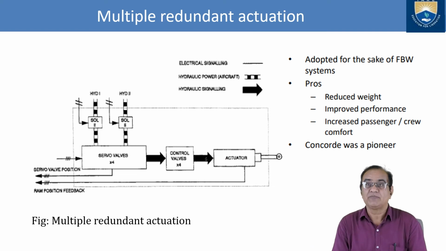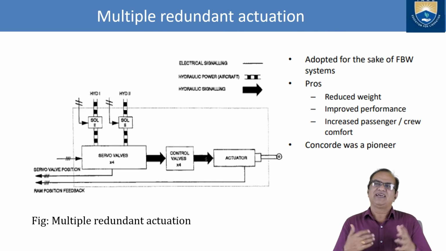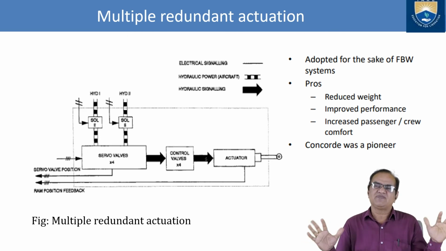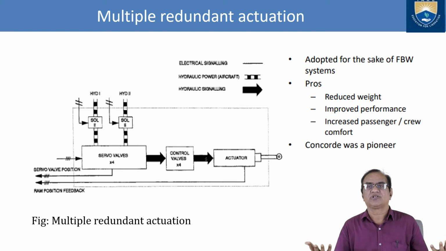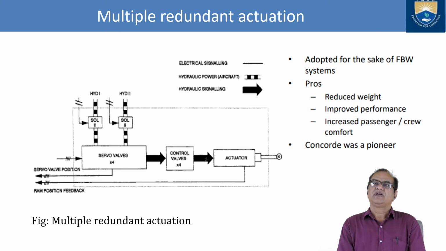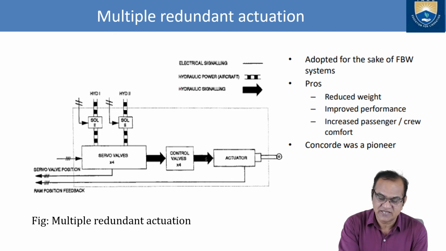Now we can see multiple redundant actuation. Till now I have explained two types of system, both of which are single redundant. It means if it fails, it will not work. But with multiple, if one fails, another has to work. So it is double, triple or fourth, different types of redundancy is applied. Here we can see the electrical signaling like this.